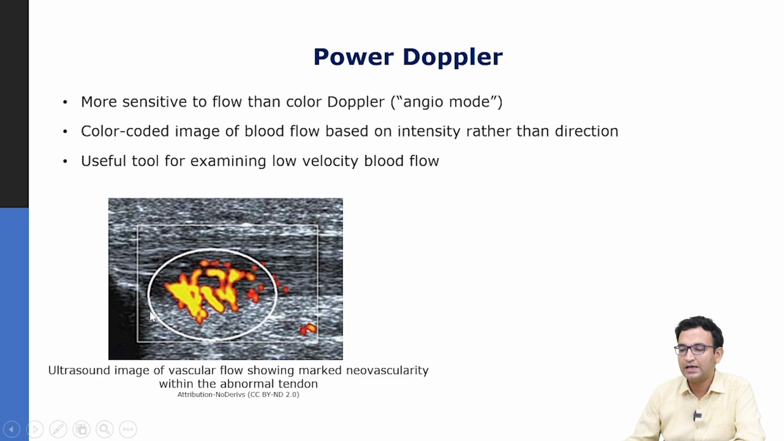So, here is an ultrasound imaging of a vascular flow. This is in a tendon which is abnormal, and because it is abnormal and it is probably healing, you have angiogenesis, inflammation, and that can be seen in this angio mode power Doppler.